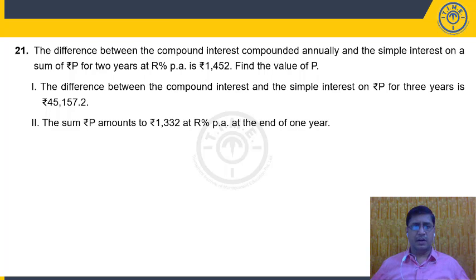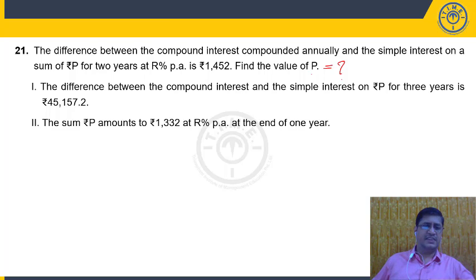Now, the difference between the compound interest compounded annually and the simple interest on a sum of rupees P for 2 years at R% per annum is 1452. Find the value of P. Now we need to find the P value. Statement 1: the difference between the compound interest and the simple interest on P for 3 years is 45,157.2. Statement 2: the sum P amounts to rupees 1332 at R% per annum at the end of 1 year. So these are the 2 statements given.